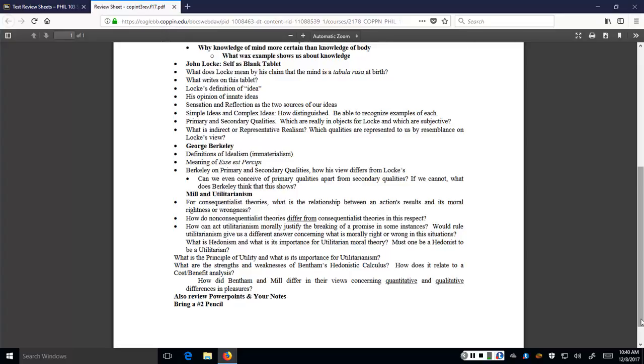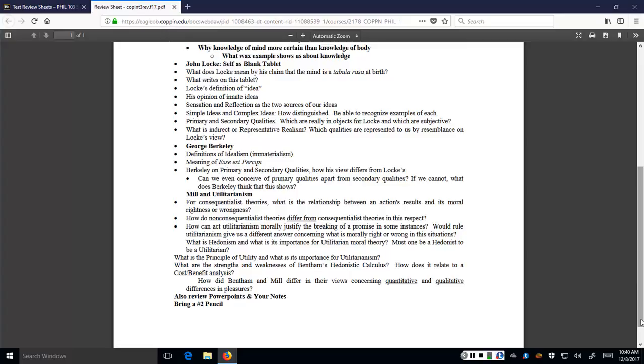So again, be able to recognize examples of each. Well, a complex idea would be like an idea of, say, a desk or a telephone, and a simple idea would be an idea of the separate properties of a thing.